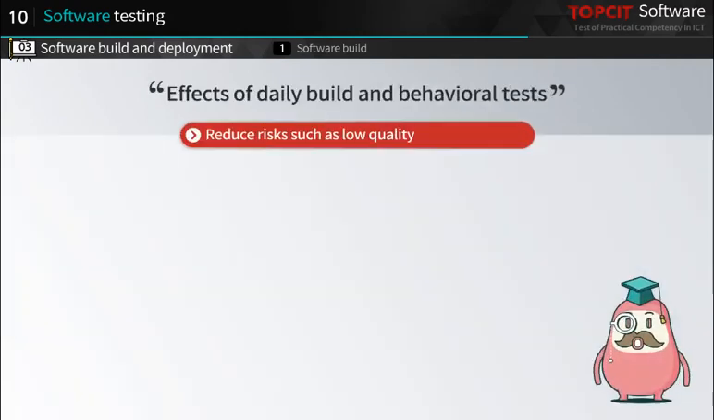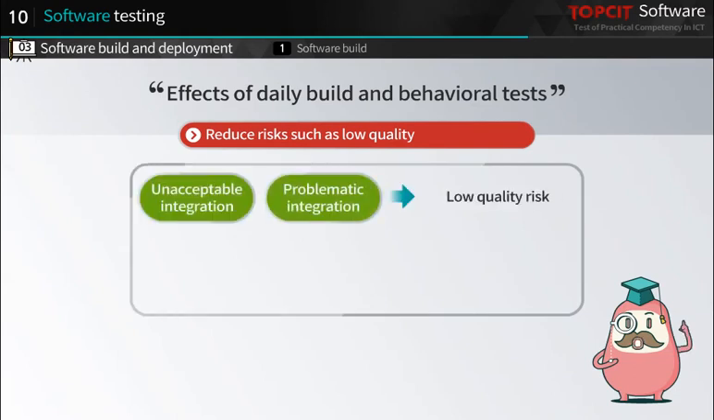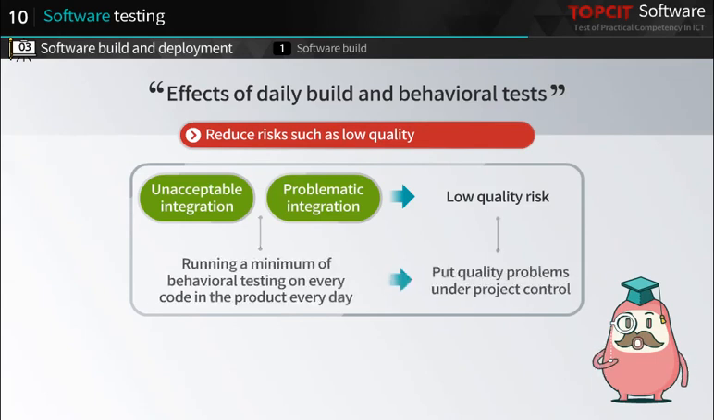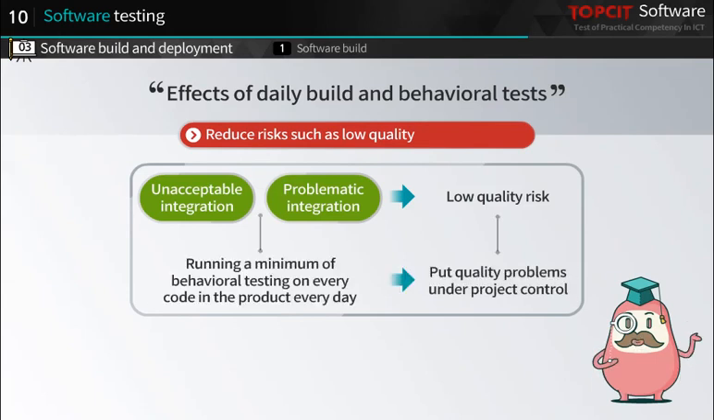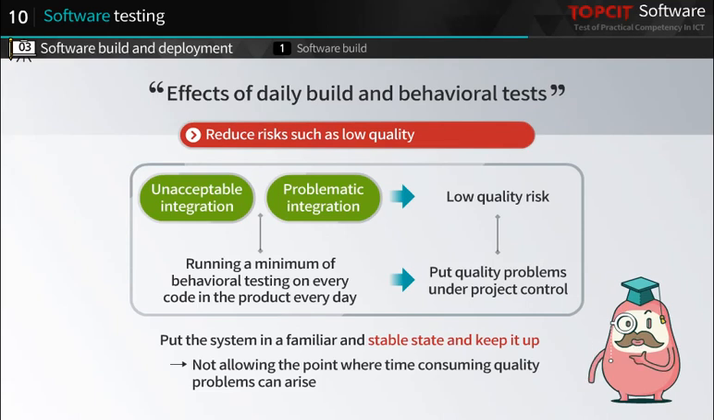Daily build and behavioral tests can reduce risks such as low quality. Risks such as unacceptable or problematic integrations are associated with low quality risk. You can put quality problems under project control by running a minimum of behavioral testing on every piece of code in the product every day. We want to put the system in a familiar and stable state and keep it up. This is simply not allowing the point where time-consuming quality problems can arise.